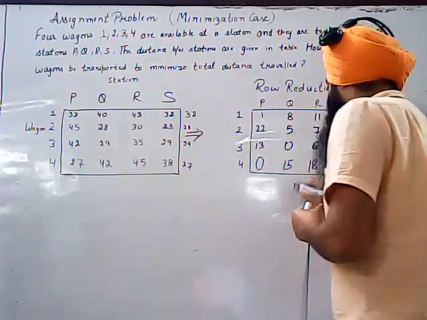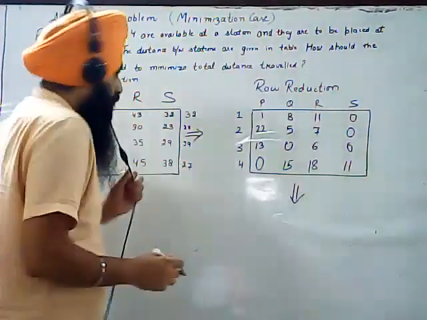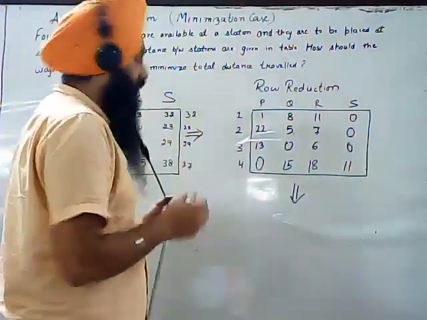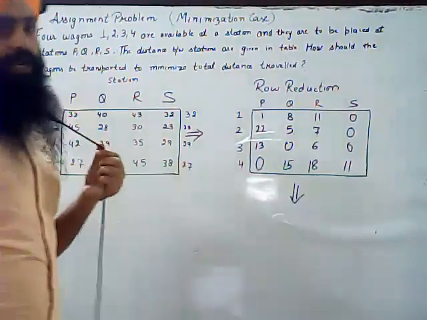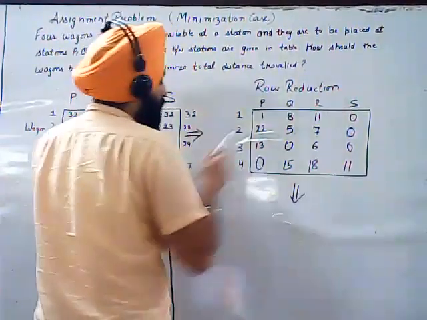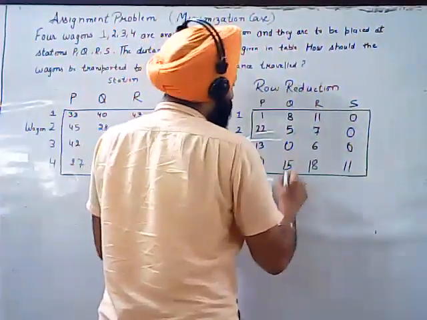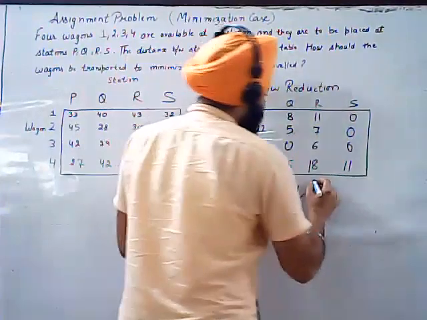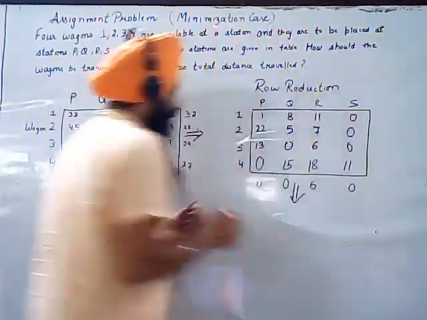The second step in the assignment problem is column reduction. So in this case, we have to find the minimum element from each column and then we have to subtract that element from the entire column. The minimum element in the first column is 0. The minimum element in the second column is again 0. The minimum element in the third column is 6. And in the fourth column, the minimum element is 0.